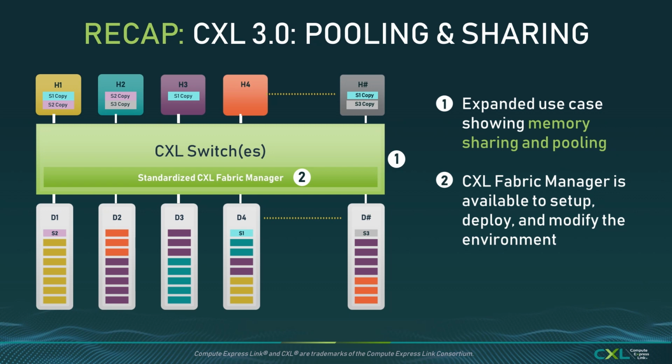Now, a key thing in all of these memory sharing and pooling use cases is you need a fabric manager that is available to do this setup, deploy, and basically manage this memory. So there are specific APIs that are defined that allow a fabric manager to understand and allocate those resources across these multiple different host images, so that you can enable a memory sharing or a pooling use case. All of those APIs and commands that you need to enable that fabric manager are also supported in the specification.